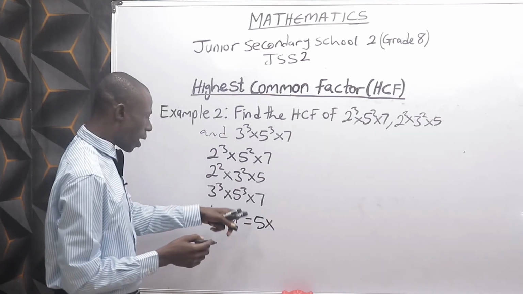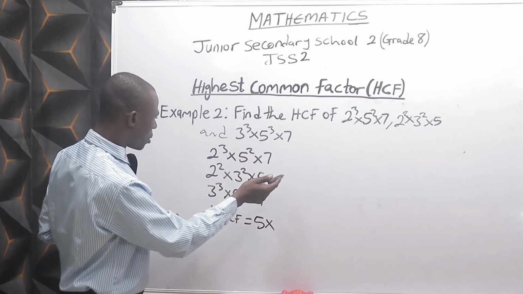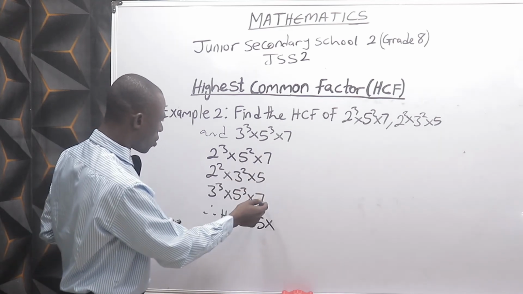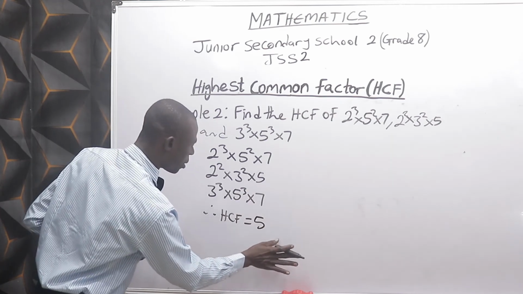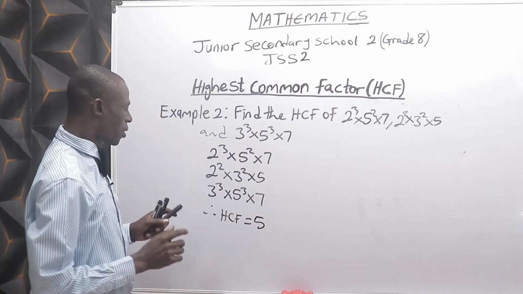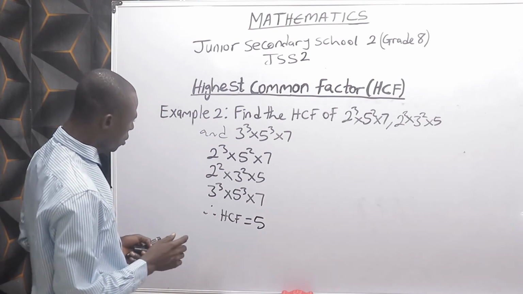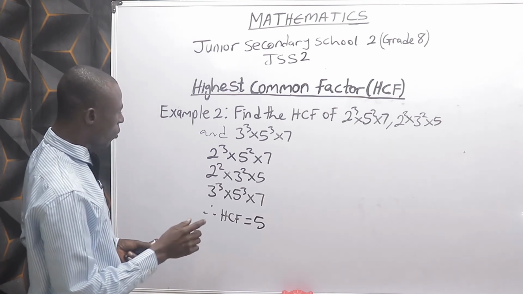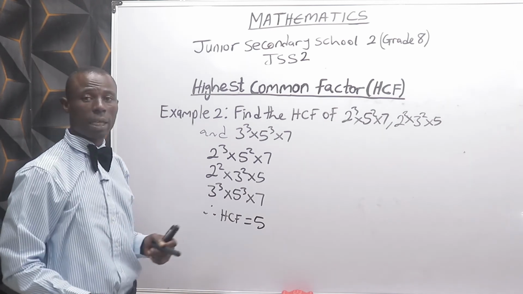So we take 5. What else is common? Nothing, because 7 is not common. 7 is not in the middle. I remove the multiplication sign. That means 5 is the only answer. 5 is the HCF of this, because it's the only common factor in its lowest power that we have there.